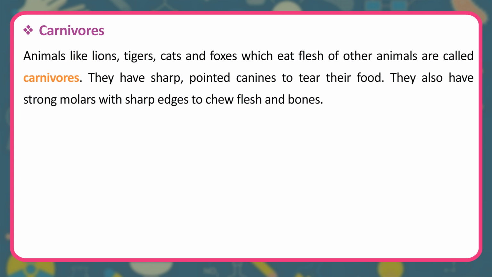Carnivores. Animals like lions, tigers, cats and foxes which eat flesh of other animals are called carnivores. They have sharp, pointed canines to tear their food. They also have strong molars with sharp edges to chew flesh and bones.